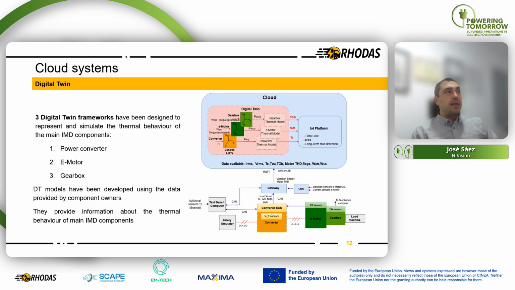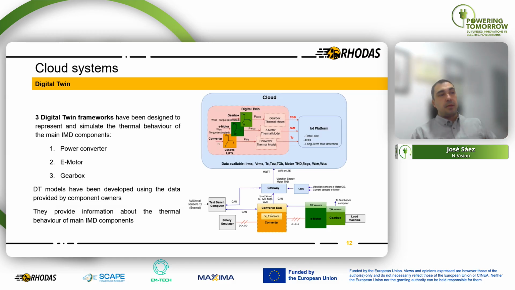Another subsystem in this case is the digital twin. The digital twin has been configured as a separate framework, which is interacting with... well, initially it was conceived like a separate framework. Then it has been implemented using Databricks and exchanging information through APIs with our IoT platform. In the digital twin, three main models have been included, one for each of the main subsystems of the integrated motor drive: the gearbox, the e-motor, and the power converter.